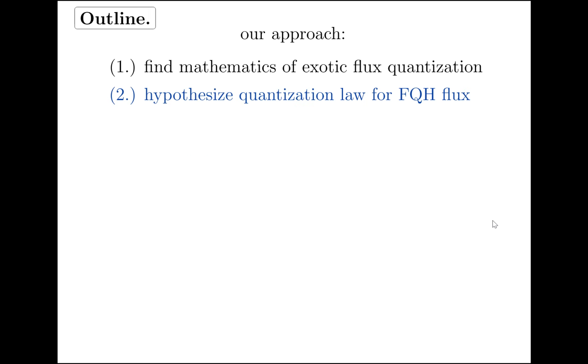The second step, once we have the general rules for flux quantization in hand, is to hypothesize a quantization law for the FQH flux. This is the analog of postulating a Lagrangian density. It's the physics modeling step. Once you know the rules of the general physics that you want to employ, you have to pick the laws of physics that you want to use. And so this means here to hypothesize a flux quantization law that describes magnetic flux in the exotic situation of FQH systems.